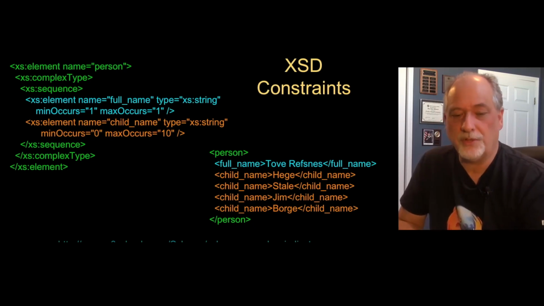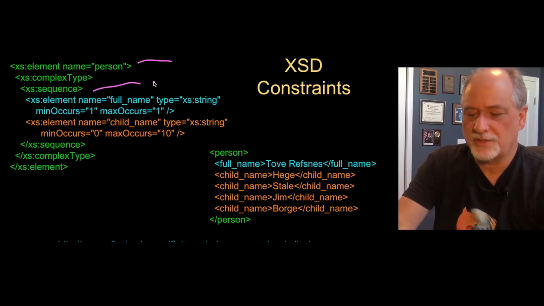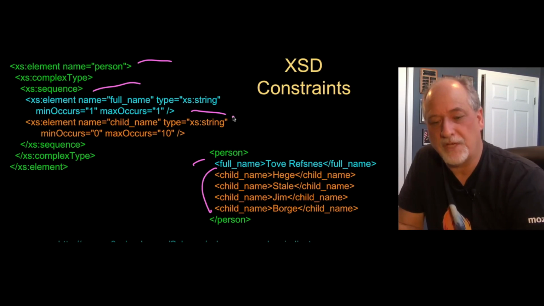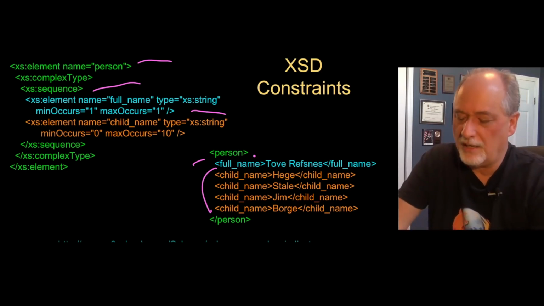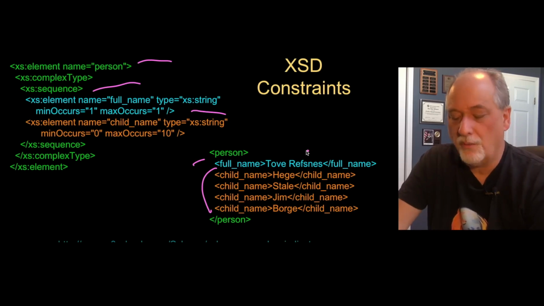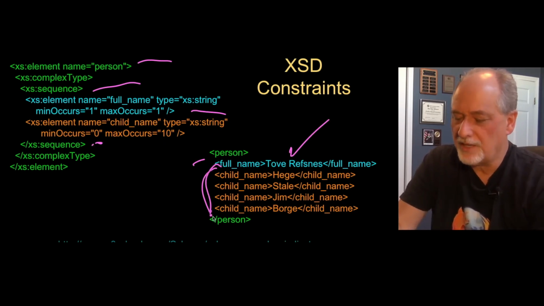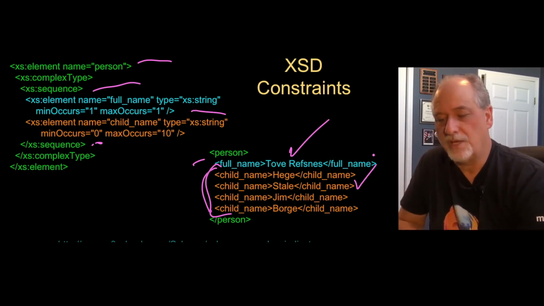Here's some more that you can do with a schema. We can have a complex type, we have a sequence. Here we have a string, full name, and a string child name. But we have this min occurs and max occurs. Min occurs is the minimum number of times it can occur, and max is the maximum. So min occurs equals 1, max occurs equals 1 means it's required. And we don't have two of them. Two of them would be an error. One of them is fine, so that's good. Here the child name is min occurs 0, max occurs 10. So we have 4 here, and so that's good too. And so that is another kind of XML schema constraint that you can have.